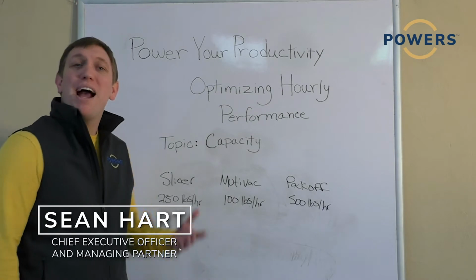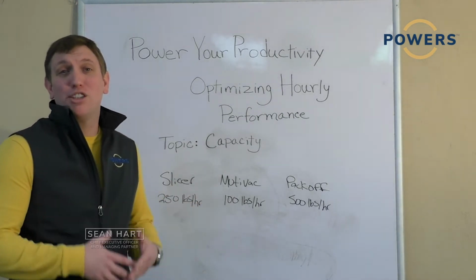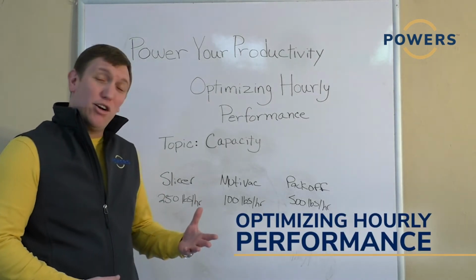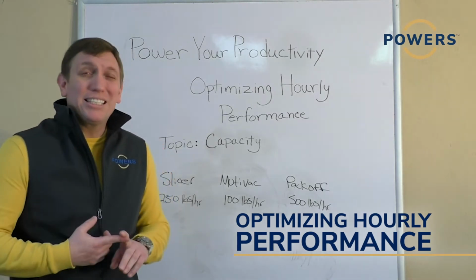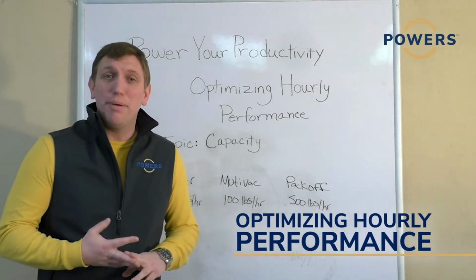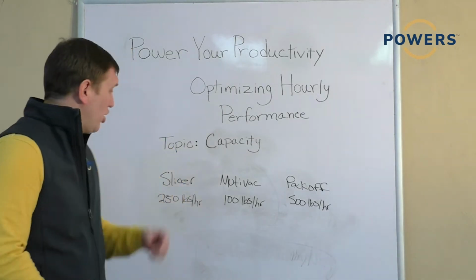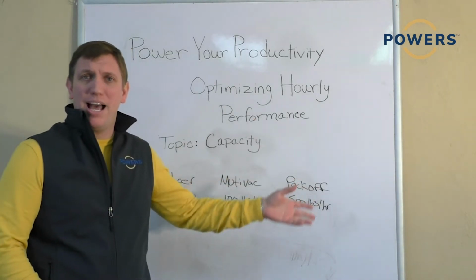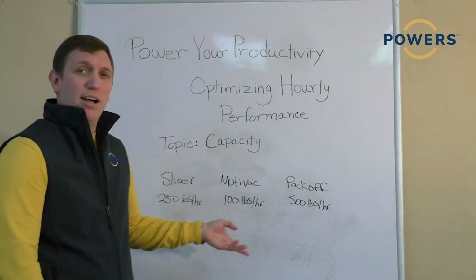We're still talking about how we optimize our hourly productivity and our performance. If you remember our last episode, we talked about what capacity is and how we define it. In our real-life example with the slicer, the multi-vac and pack-off, we realized that our multi-vac became our bottleneck at 100 pounds per hour.